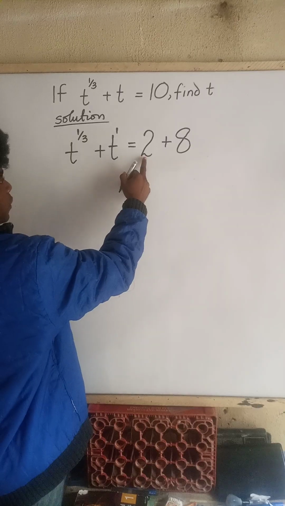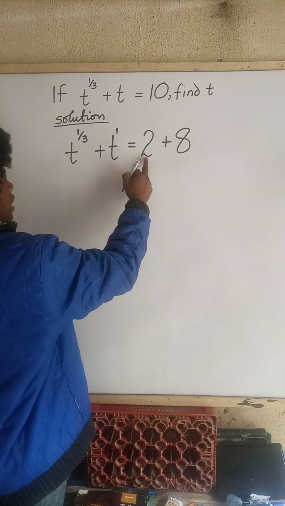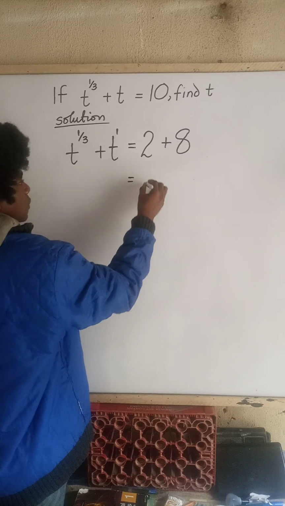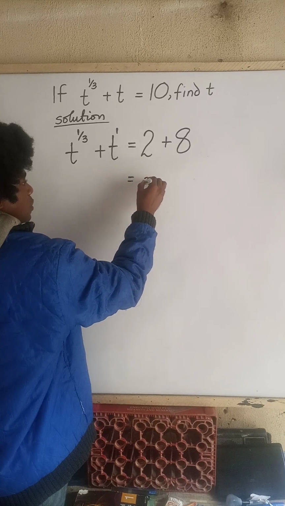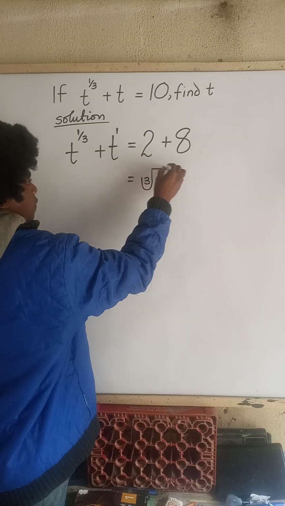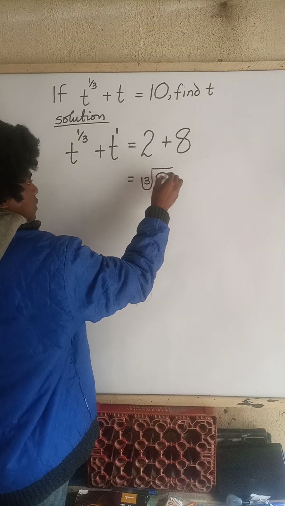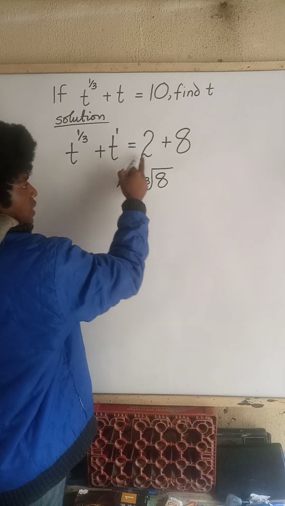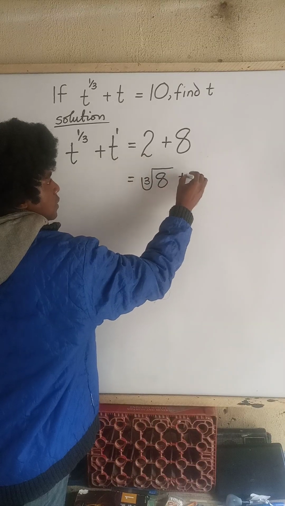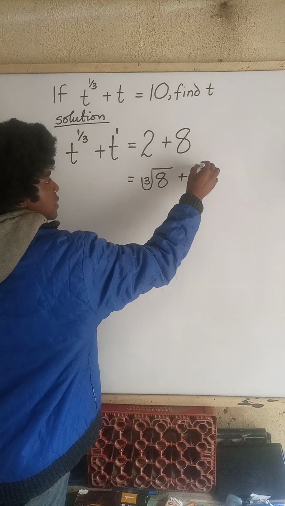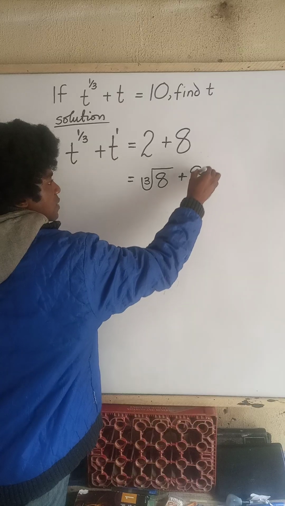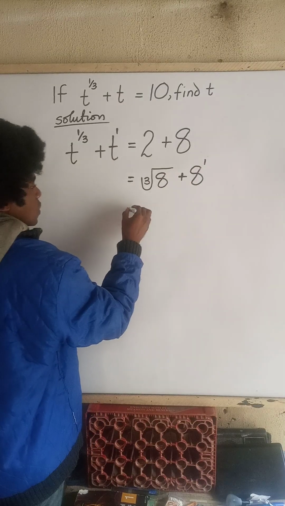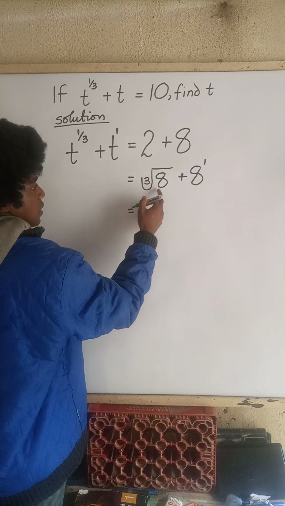So next thing that I will do now is this. These two that we have here, I will express it in this form, cube root of 8. You know, cube root of 8 will give us 2. Do you understand it now? Plus this 8 that we have here is still what? The same thing as 8 power 1.